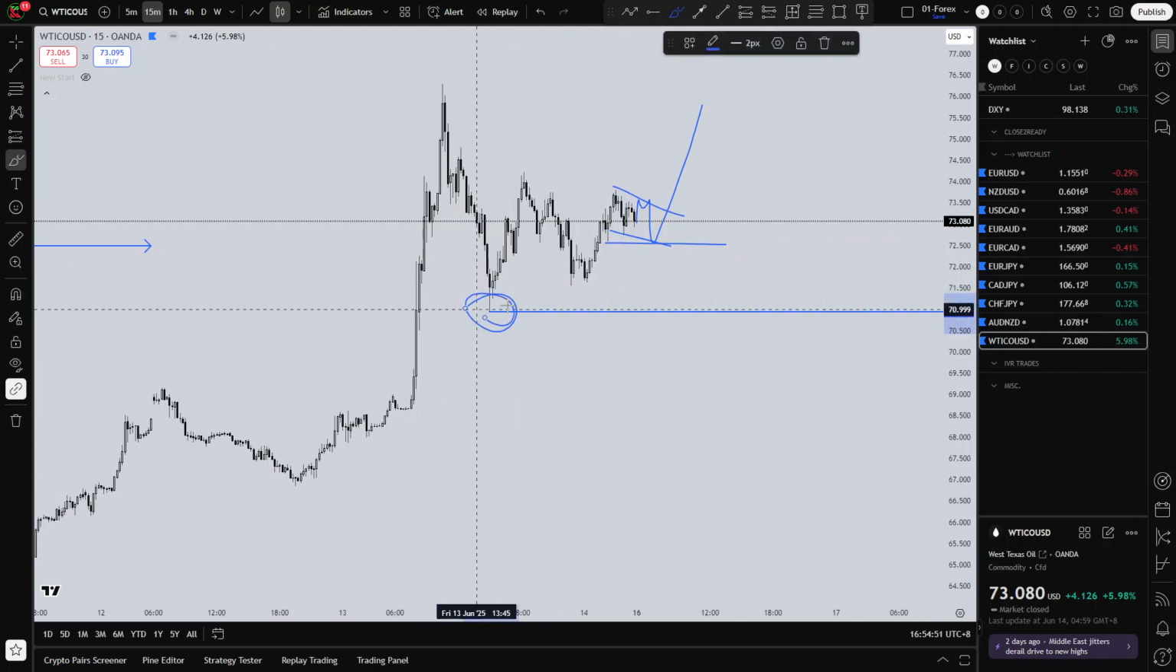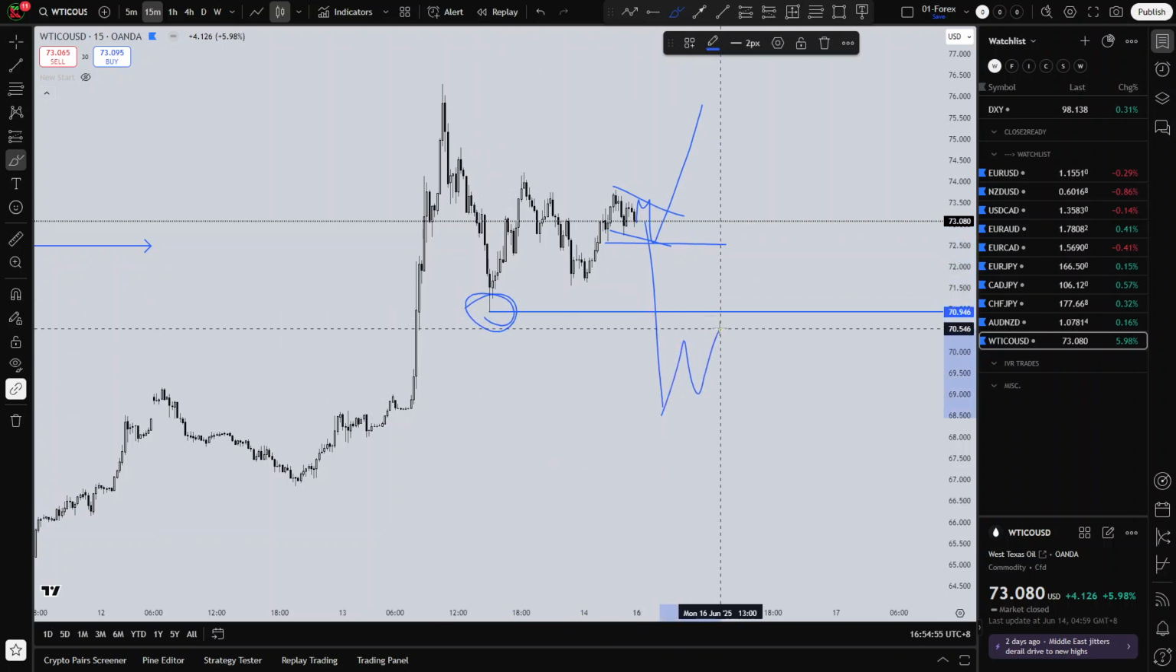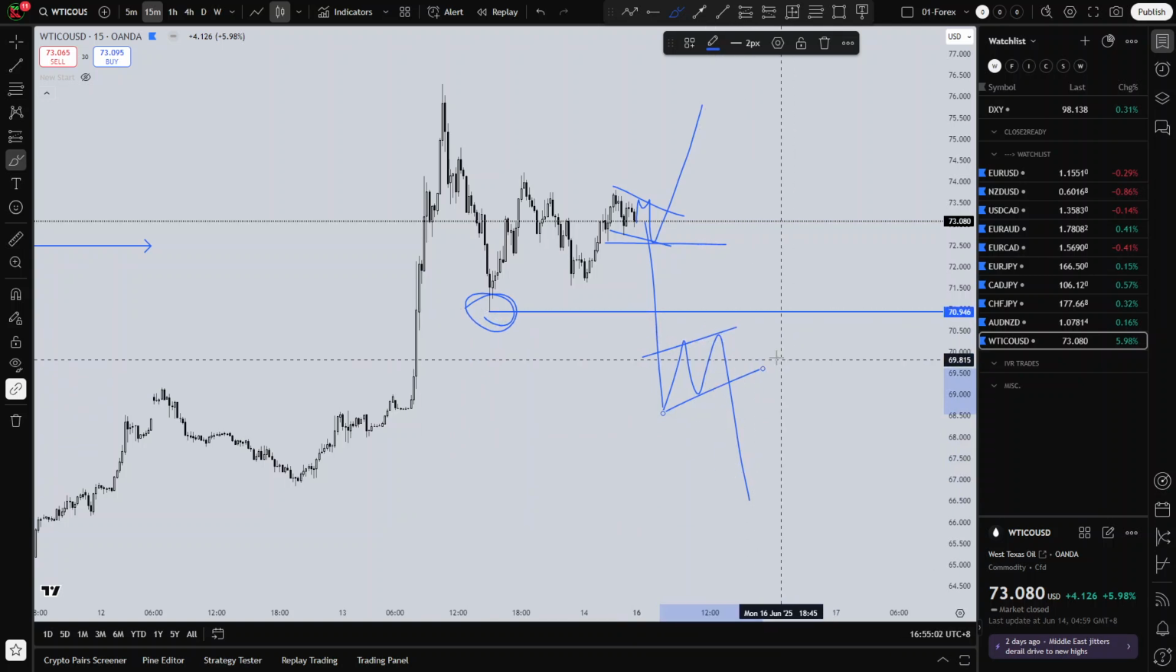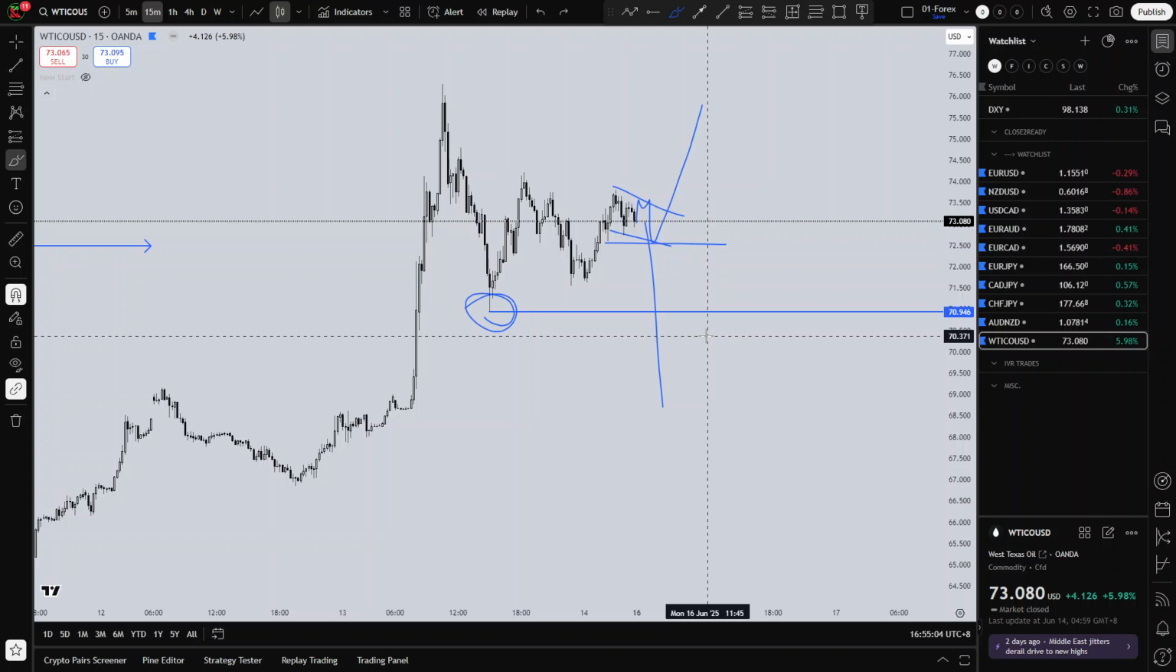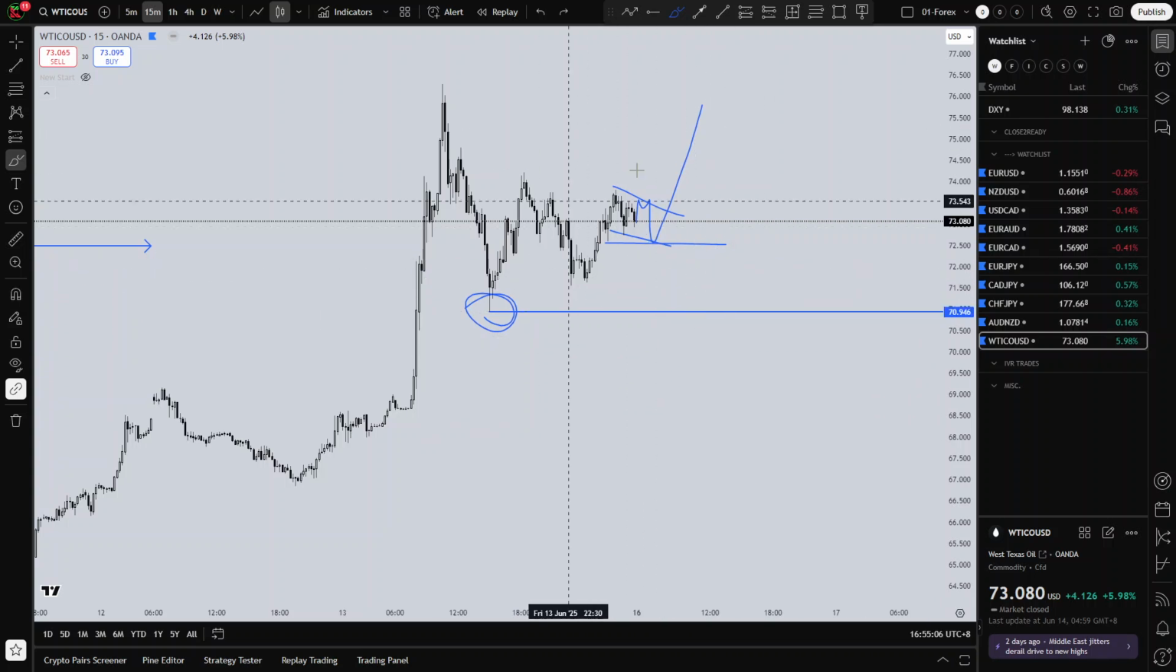This is for me the line in the sand. So if we see a strong break below here and then some form of bearish continuation, which I really doubt we will see next week, then of course I change my bias. Otherwise, I'm really more leaning towards long and searching long entries on crude.